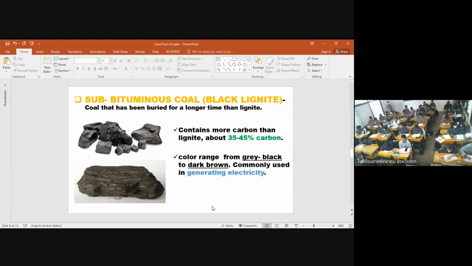How much carbon does sub-bituminous contain? We have 35 to 45% of carbon. The color ranges from gray black to black brown. It's commonly used in generating electricity, by burning the coal supply. So this is your sub-bituminous coal or your black lignite.